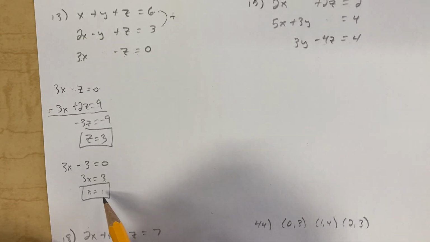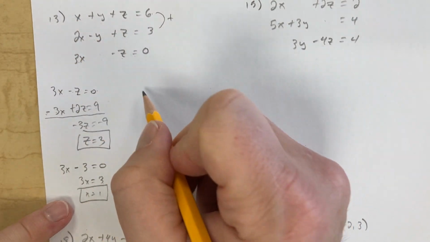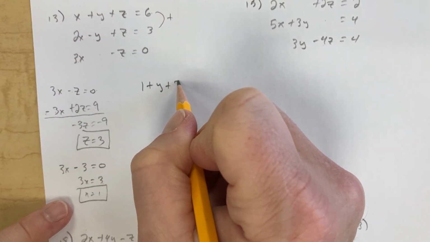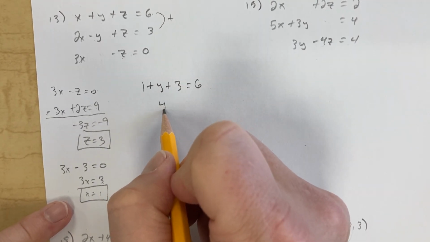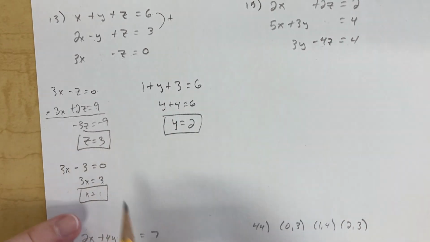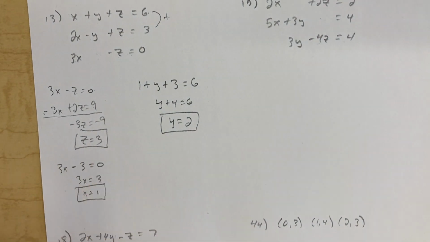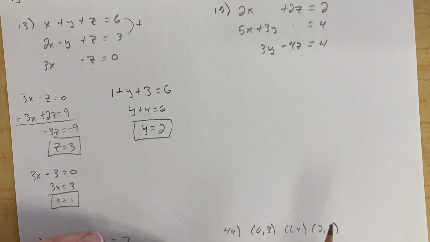All right, now let's go ahead and put those, say, into the top equation. So 1 for x, 1 plus y plus 3 equals 6. So that's y plus 4 equals 6, so y equals 2. All right, there's our answers, 1, 2, 3. So not too bad once we can kind of get that.